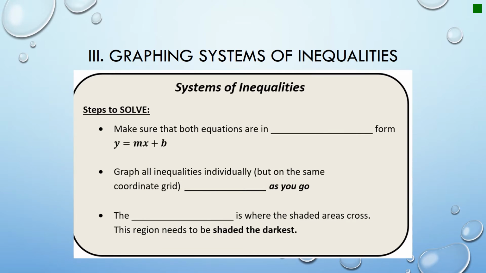In inequalities, you have to make sure that they are both in slope-intercept form. That's true for equations too. Slope-intercept, y equals mx plus b. Graph all inequalities individually, shading as you go. And the solution region, or the solution set, is where the shaded areas cross.